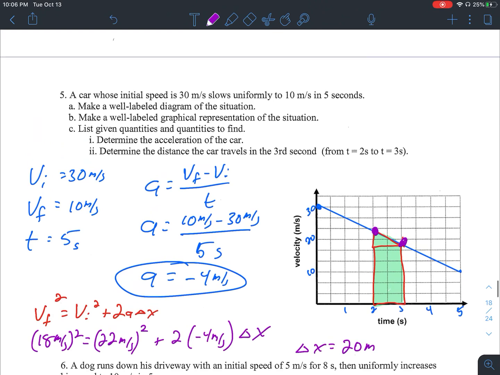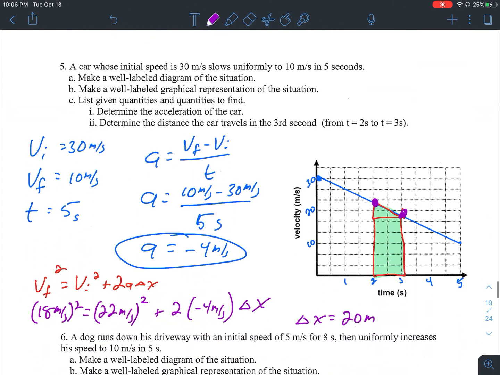Which, looking back, I think I made a mistake. No, that was 50. I thought I said 20.